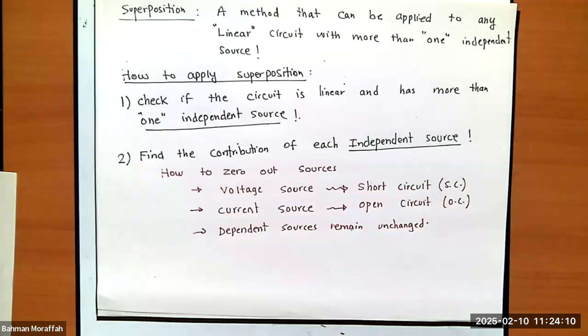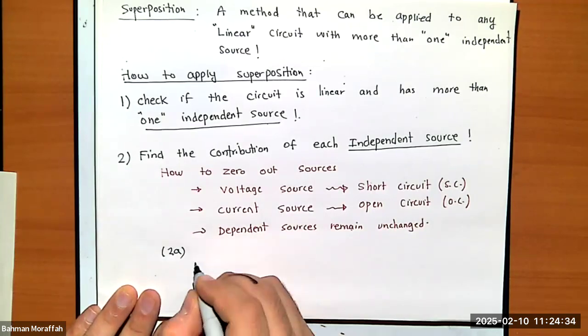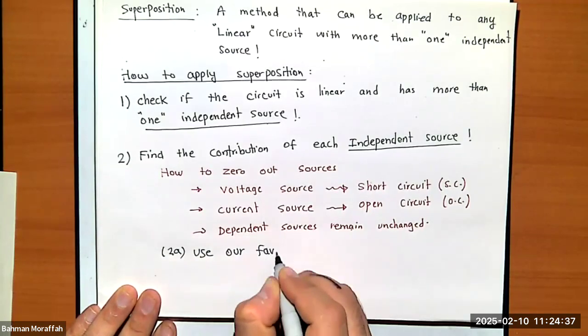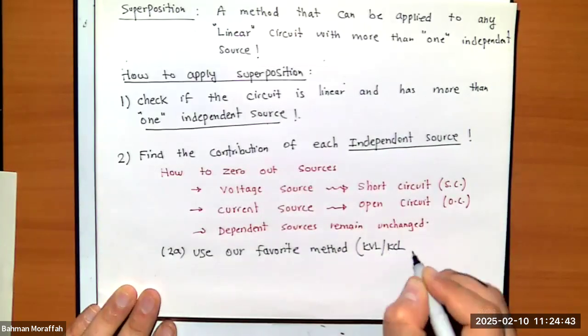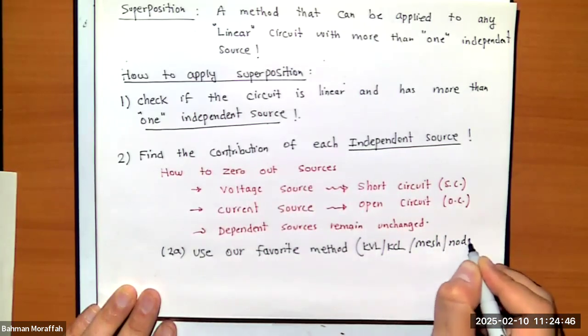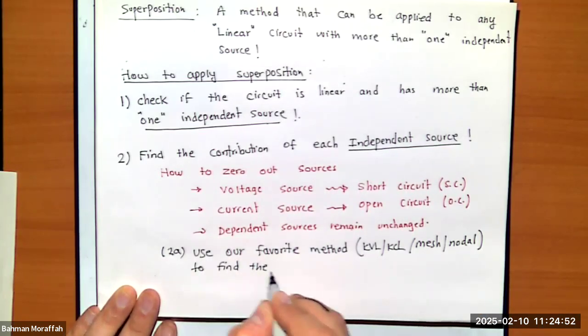Now that we zeroed out all the sources but one, we can use our favorite method, KVL, KCL, loop analysis, node analysis, to find the parameter that we want, to find the contribution of that specific source on that specific output that we have. So I'm going to call it 2A, which is use our favorite method, KVL, KCL, mesh, or node analysis, to find the contribution.